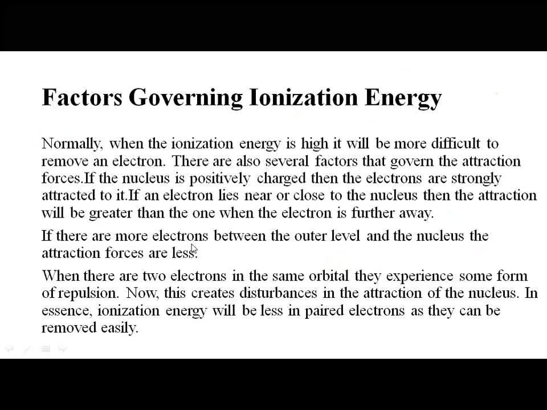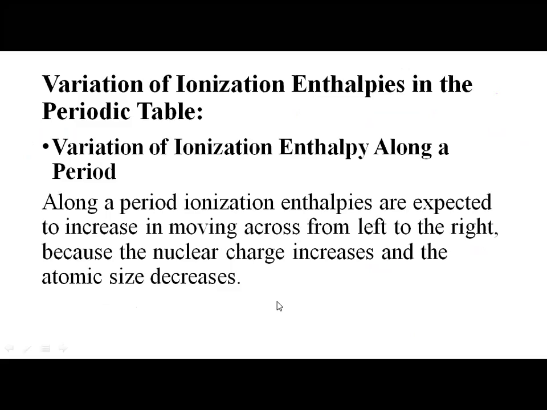So we have read this. When there are two electrons in the same orbital, we have read this also. The variation of ionization enthalpies in the periodic table we will take up in the next class.